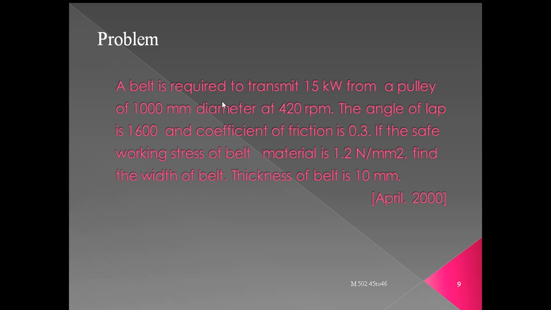So here power is given and they have the pulley. The pulley is 1000 mm and speed of the pulley is 420 rpm. The angle of lap theta is given, that is 160 degrees, and coefficient of friction is given 0.3. Safe working stress sigma is given, that is 1.2 Newton per mm square. Here we need to find the width of the belt. Thickness of the belt is given.